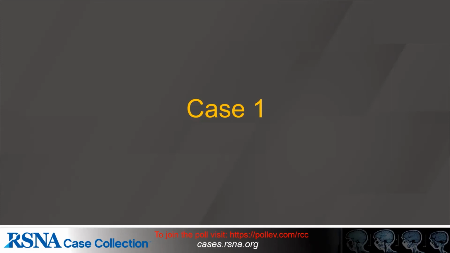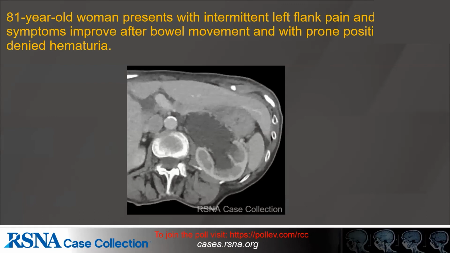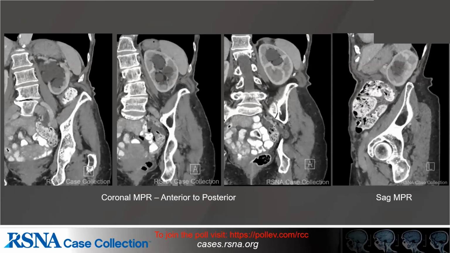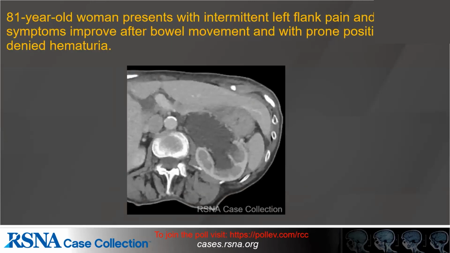The first case is an 81-year-old woman who presents with intermittent left flank pain and chills. Her symptoms improve after bowel movement and with prone positioning, and she denies any history of hematuria. So here's an axial image through the left kidney that shows hydronephrosis.